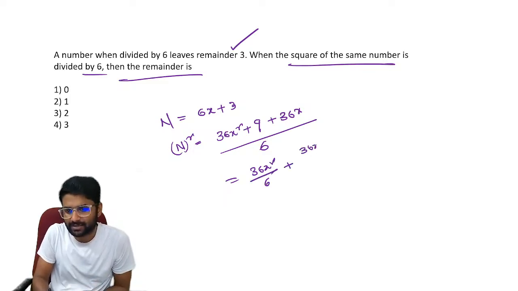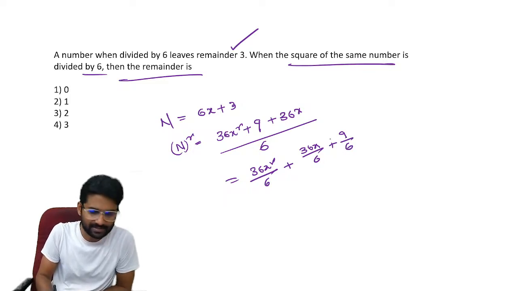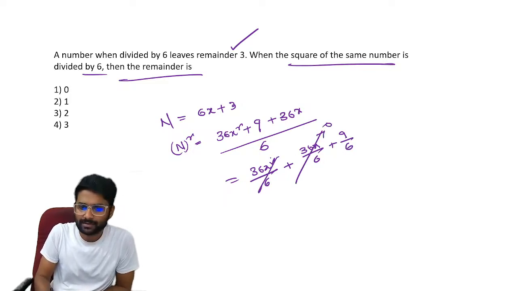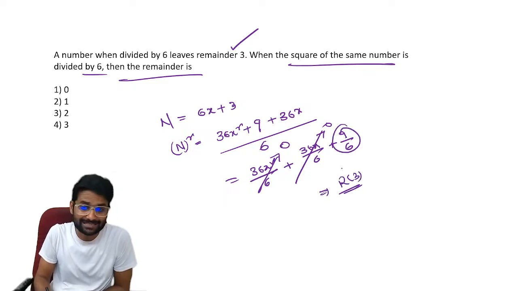Guys, once you understand the process directly, you can choose the answer. For your understanding, I am taking it step by step. So here there is no remainder. If 9 is divided by 6, the remainder is 3. Guys, don't cancel those numbers.